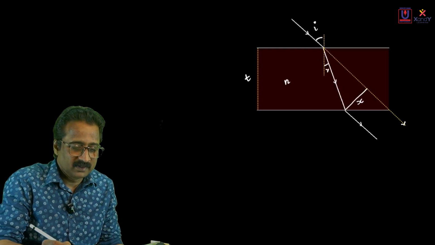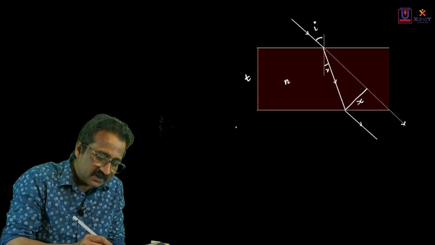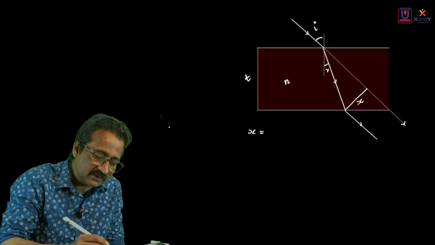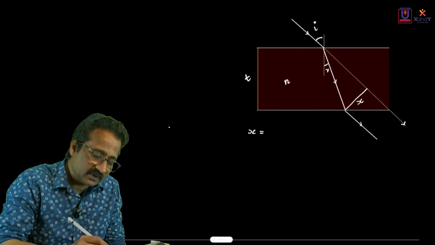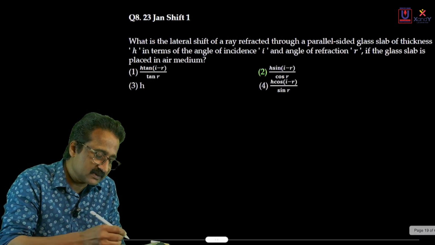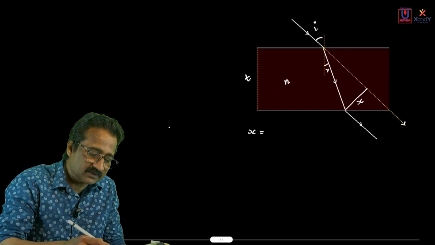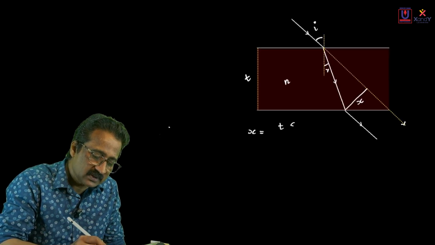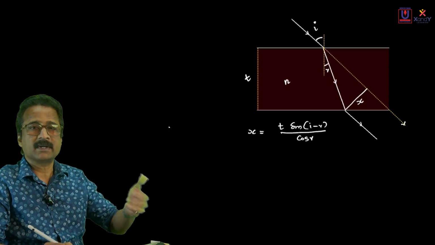Now the equation for lateral shift is given by a certain expression. If I'm calling it x, then that is equal to t into... they are actually using h for that thickness. Remember, it is h they have used, but I am using t for that. The equation is this. You must get this by heart. It is t into sin(i − r) divided by cos r. That is the equation for lateral shift when light passes through a glass slab.